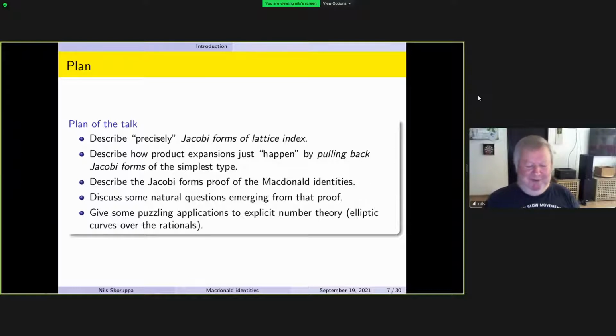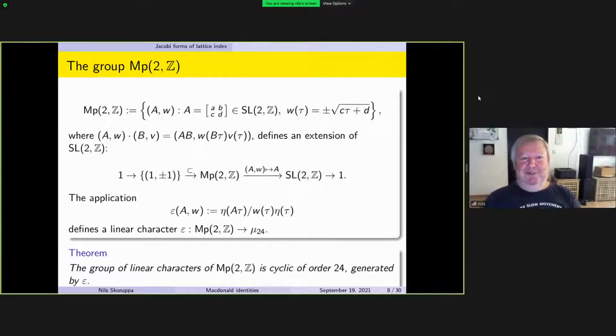So maybe I go into it. I don't know if the time suffices. Okay, so let me start with Jacobi forms of lattice index. That is the part that we go into now.